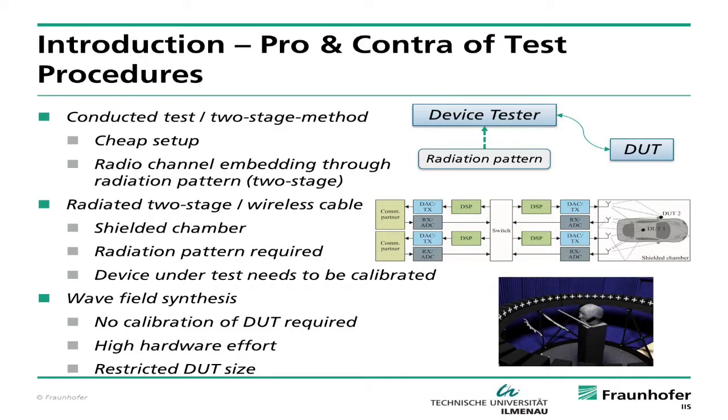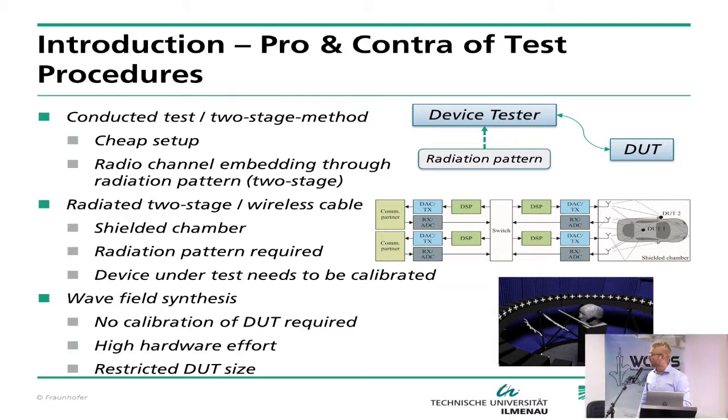There is another approach, which is called radiated two-stage, or we call it wireless cable. Why wireless cable? Because you have a device under test with certain antennas and antenna ports, and you have a shielded chamber with an over-the-air testing system with multiple antennas. And now you superimpose antenna weights such that you address only a certain antenna but not the other antenna. So you create a virtual cable to only one antenna port, and with another set of weights you address exactly the other antenna port but not the first one.